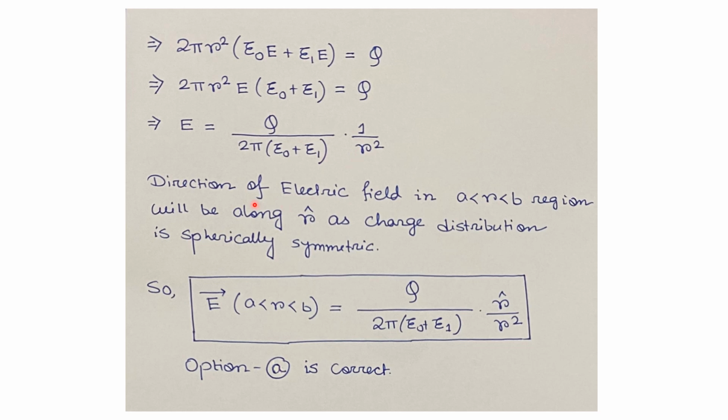The direction of the electric field in the region r greater than a but less than b will be along the radial direction, that is r cap direction, as the charge distribution on the spherical shell surface is spherically symmetric. So the electric field vector in the region will be q by 2 pi times epsilon naught plus epsilon 1 times 1 by r square along the r cap direction. So our option A is correct.